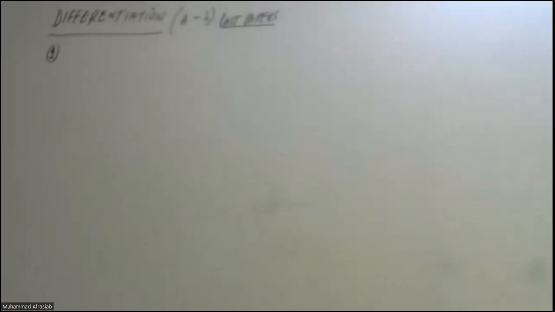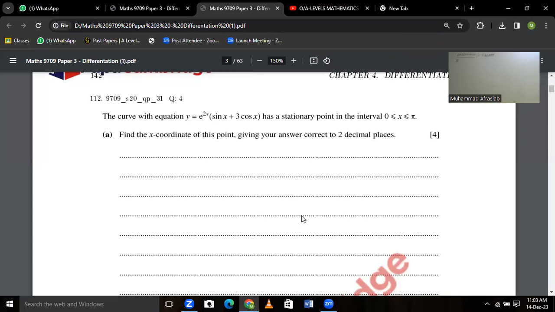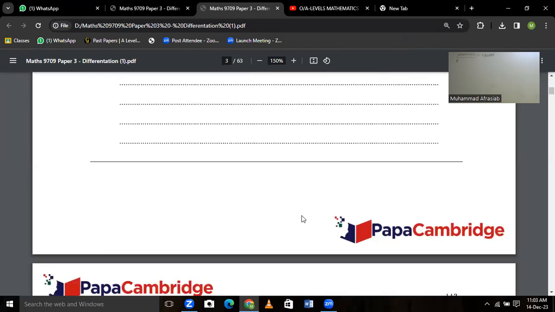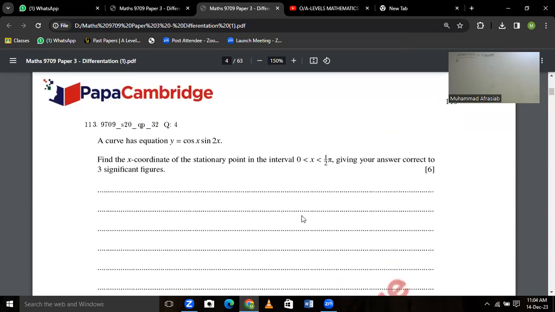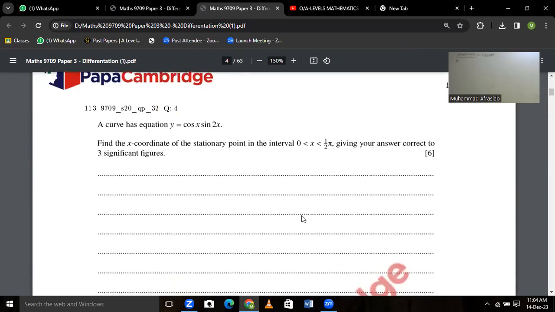Now we are solving question number 2 of this topic of differentiation for A2 levels. A curve has an equation y equal to sin x cos x sin 2x. Find the x coordinate of the stationary point in the interval from 0 to pi by 2, giving your answer to three significant figures.